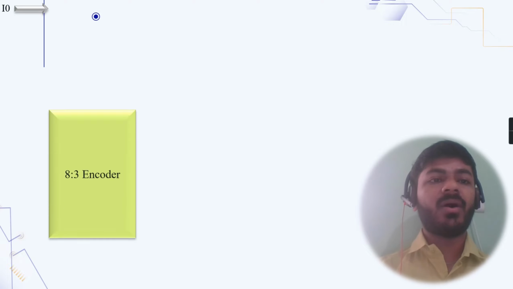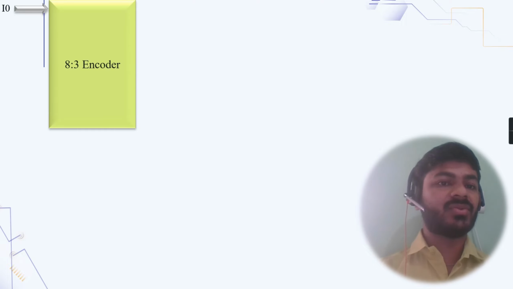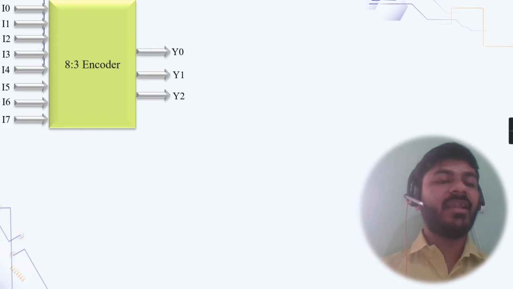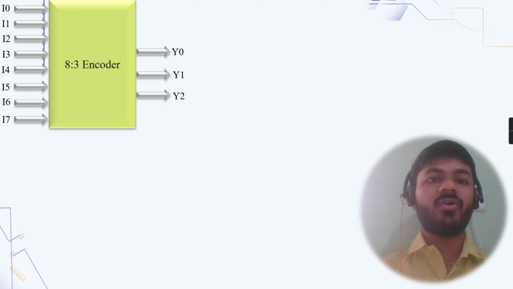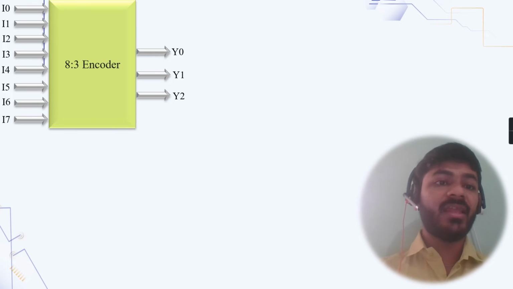Now if I talk about the working and functionality of the 8:3 encoder, it has 8 inputs. They can be I0, I1, I2, I3, I4, I5, I6 and I7, and as three outputs are there, the outputs can be Y0, Y1 and Y2. Now I told you that in an encoder, only one input can be active high at a time, or it detects only one active input at a time. So our outputs represent our inputs.